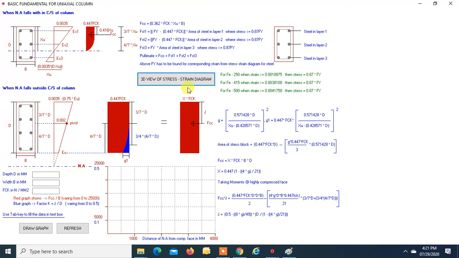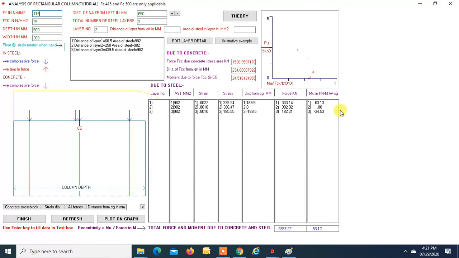So now we will be using this stress diagram. Once the neutral axis falls outside the cross section, the stress diagram which we used to take when the neutral axis was inside the cross section will not be valid, and now we will have to follow this design stress strain diagram for concrete, right? Okay, so this is how, following the different stress strain diagram as explained just now, we get our Pu equal to 2357.22 and Mu equal to 53.12.